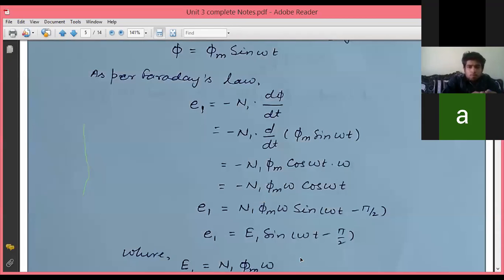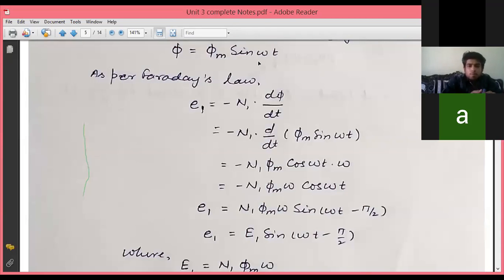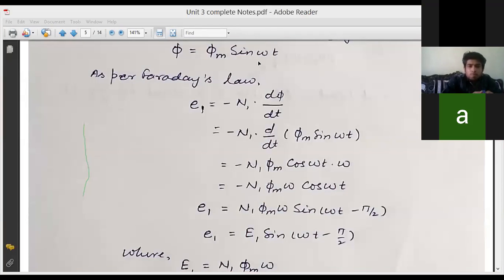So finally, the expression of the voltage induced in the primary winding becomes equal to minus E1 sine of omega t minus pi by 2. One thing is very clear from this expression: this induced EMF is going to lag behind the established flux by an angle of pi by 2. That we will see at the time of drawing the phasor diagram.